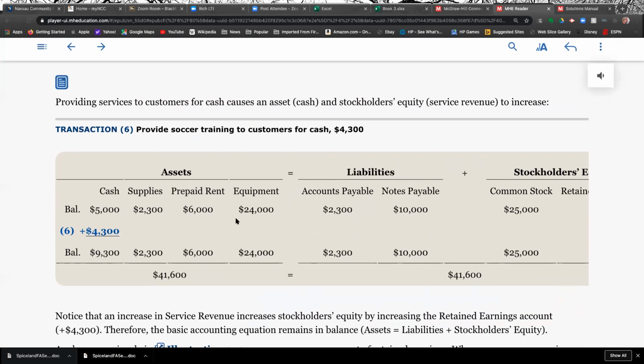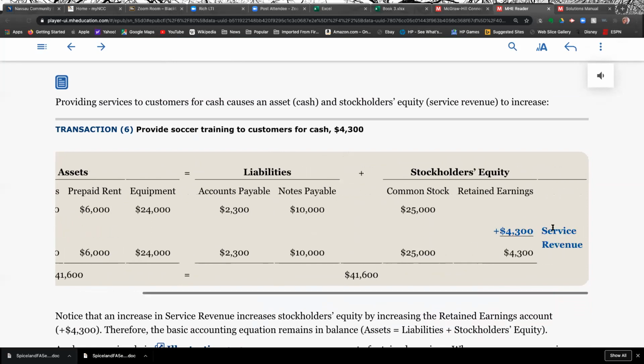Okay? So what happens here? Provide soccer training to customers for cash. Provide services for cash, $4,300. Cash increased. Cash is an asset. But what else? Here we go. What happened here? On the right-hand side, what increased? Retained earnings increased. Remember, service revenue increases net income. Net income increases retained earnings. So try to think of that relationship.